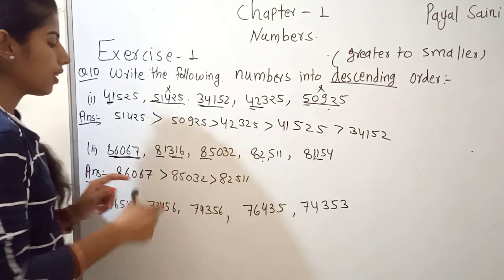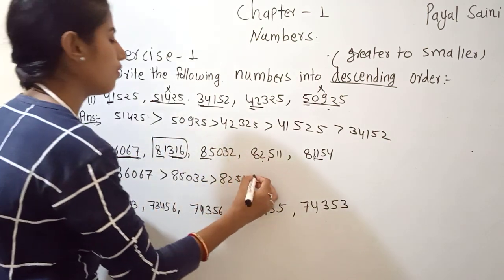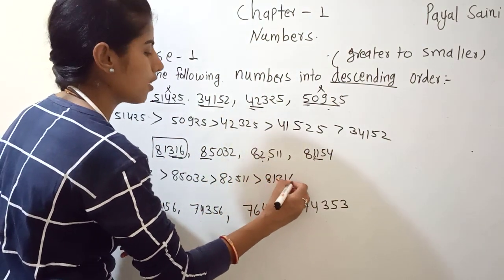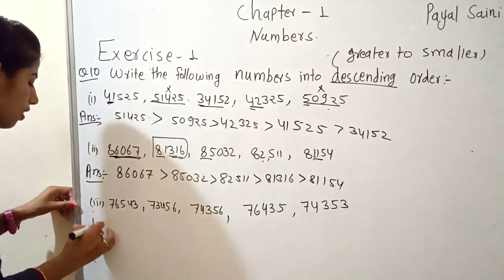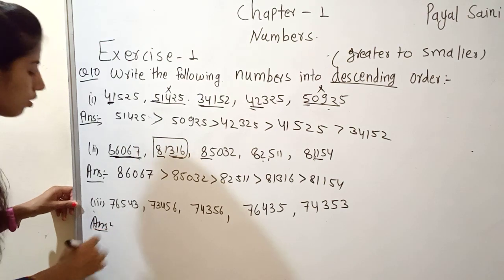When we see here there is 300 and here is 100. Then which number is greater? 81,316 is greater than 81,154. Like that, in question number 3 we also count and read.